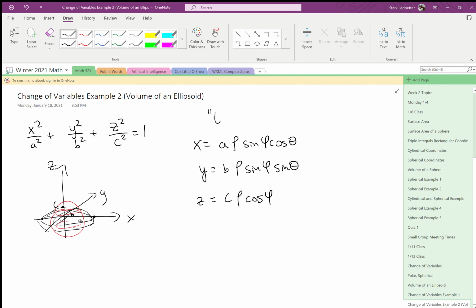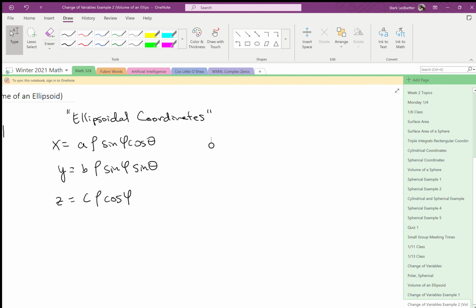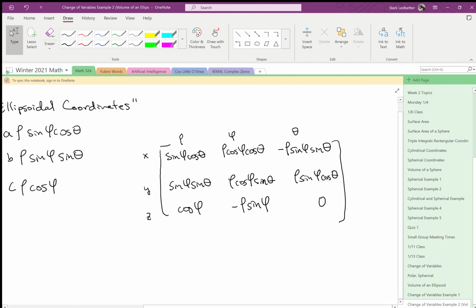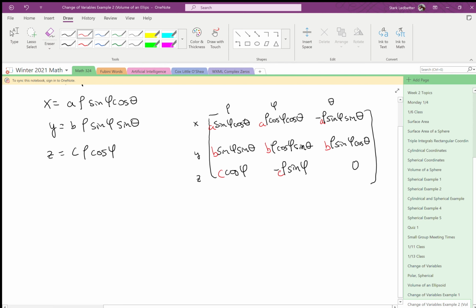So this is not an official thing, but if I were to give it a name, it would be ellipsoidal coordinates. And okay, so we can calculate the Jacobian. I'm a little too lazy to do that, so I copied my Jacobian over from the spherical coordinates, and all that's going to happen is all my x's are going to get multiplied by a, all my y's are going to get multiplied by b, z's are going to get multiplied by c. 0 times c is still 0, so I won't mess with the last one.